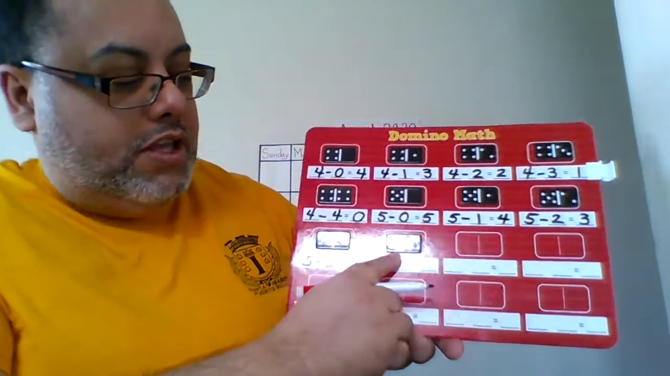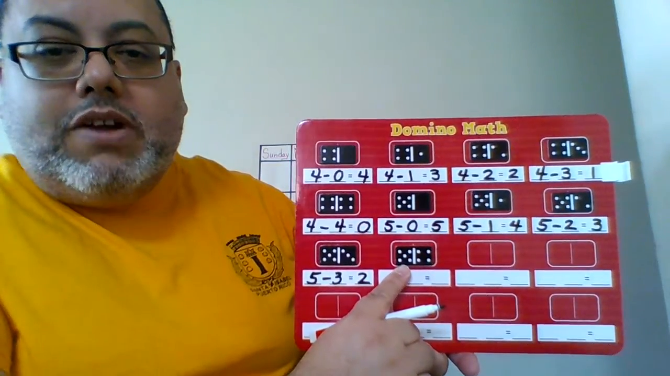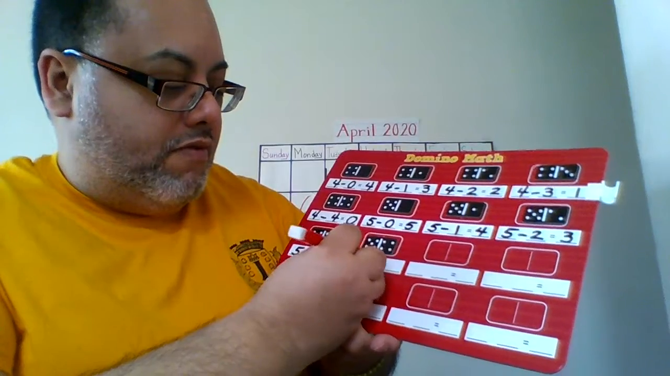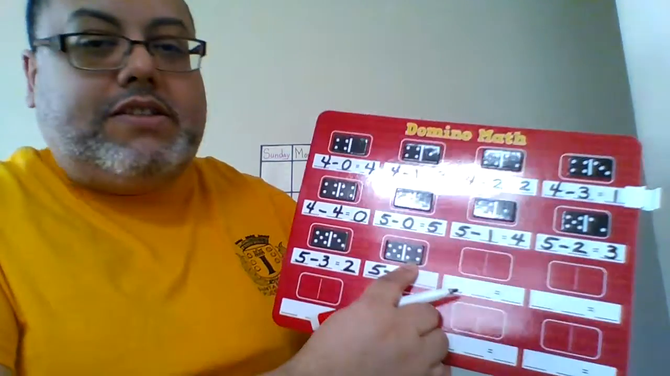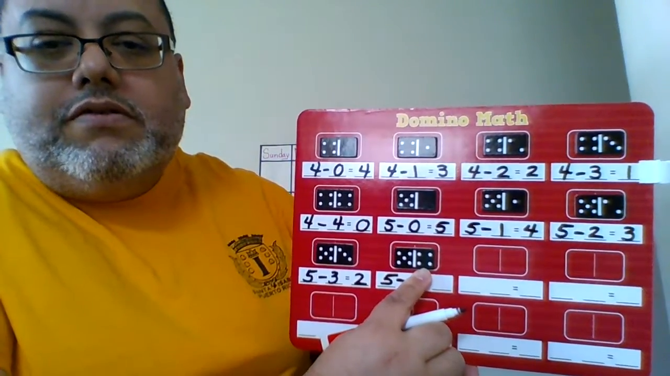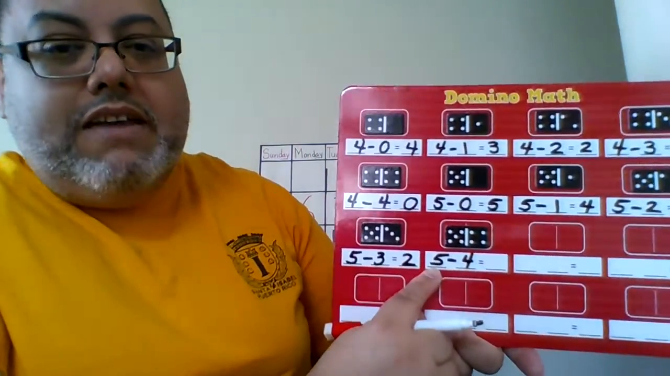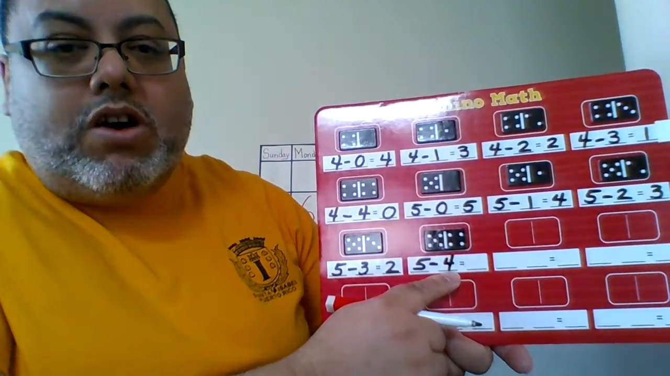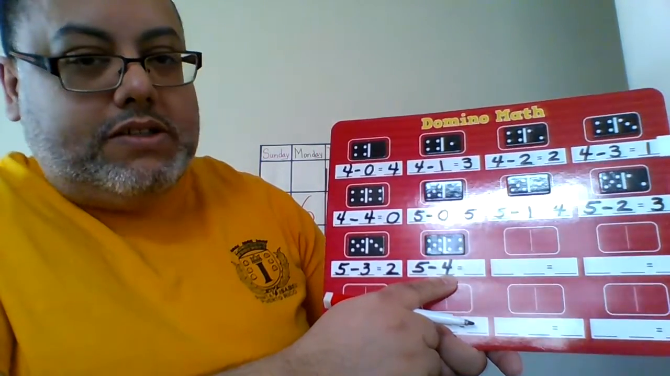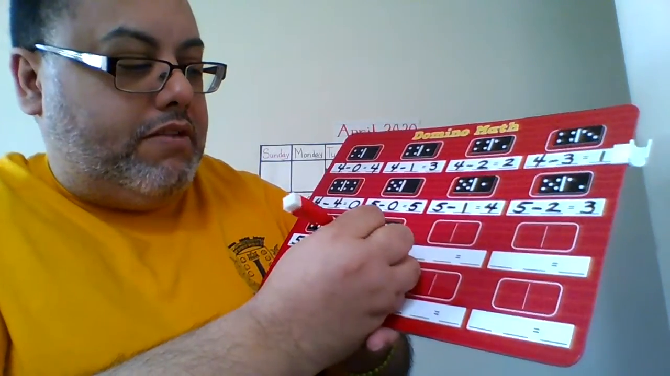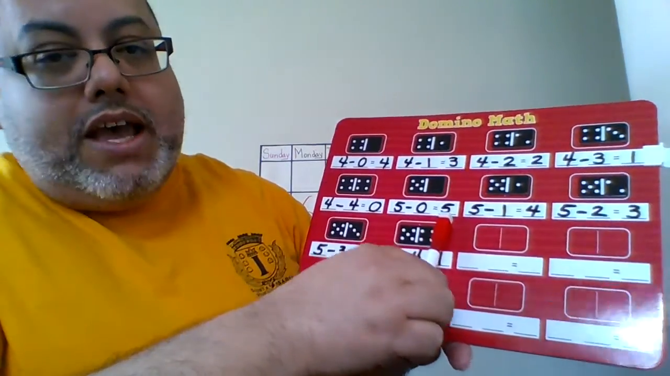I hear you. Here is this one. How many dots do you see? 5. How many dots do you see here? 4. 5 minus 4 equals 1. Very good. Look at the pattern again.